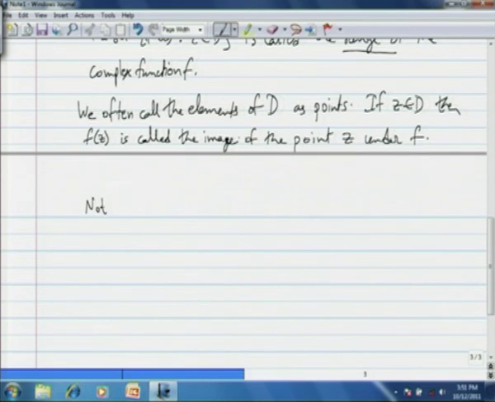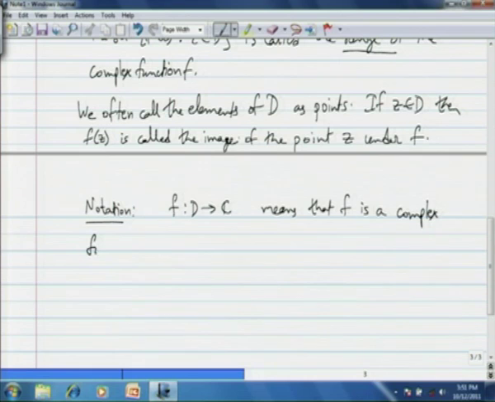We will also follow the following notation. If we write f colon D to C, this means that f is a complex function with domain D. Okay. So, that is the notation we will keep using.